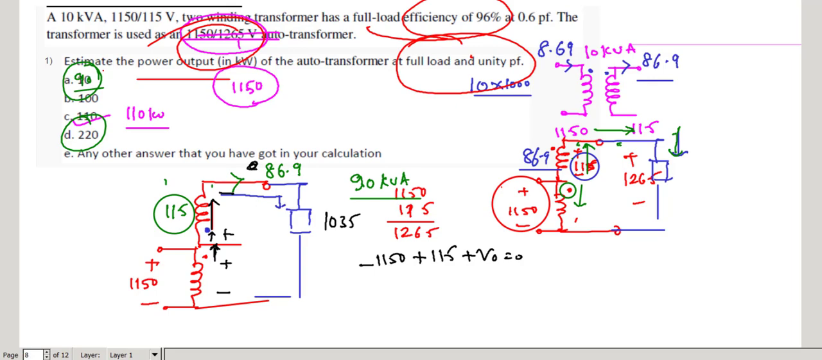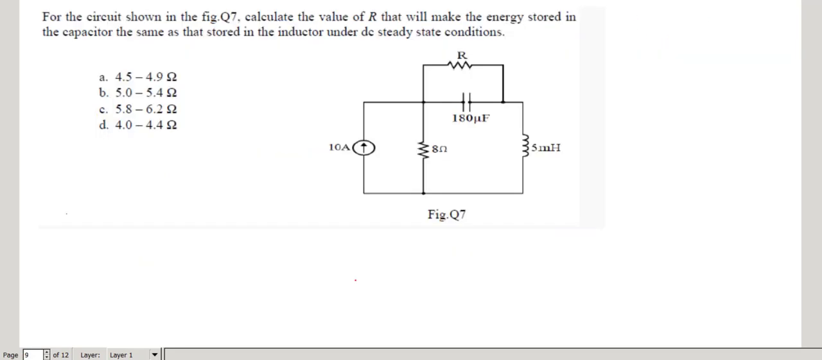okay, let's see the next question. This is from circuit theory. He asked, what is the value of R that will make the energy stored in the inductor equal to the energy stored in the capacitor in DC steady state condition? But in our GATE 2021 syllabus, resonance is not there. But under steady state condition, energy stored in capacitor equal to energy stored in inductor is nothing but a resonance condition.